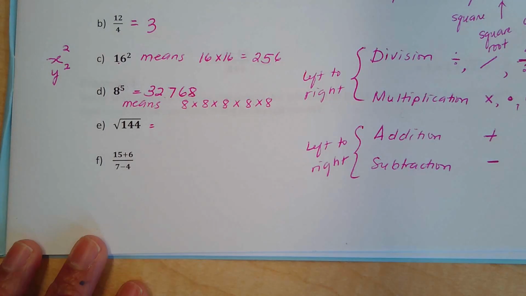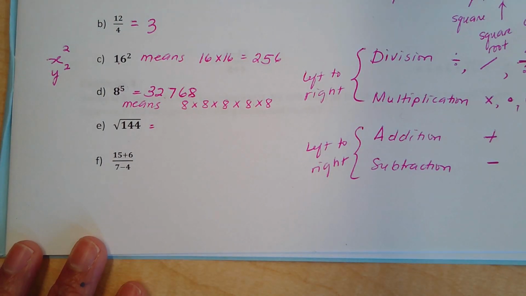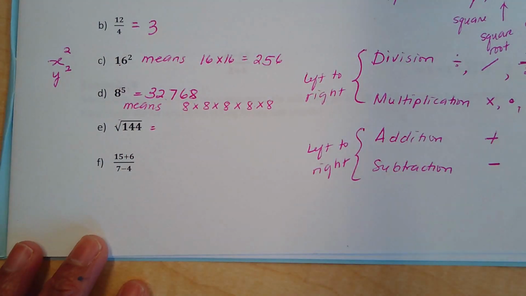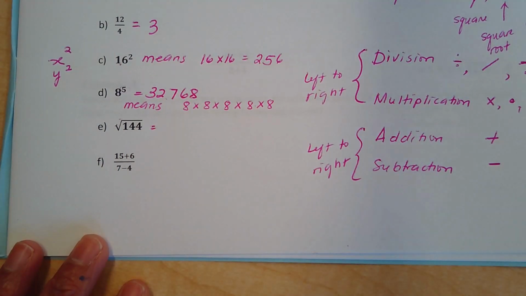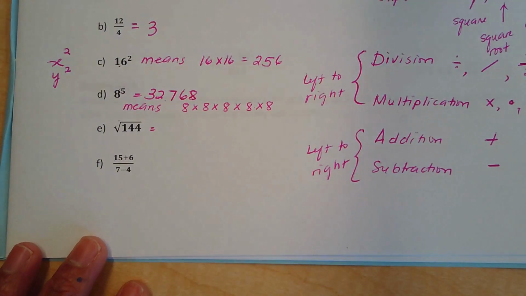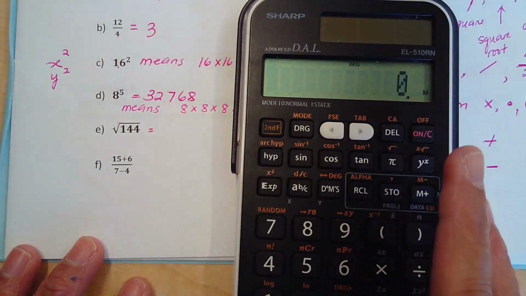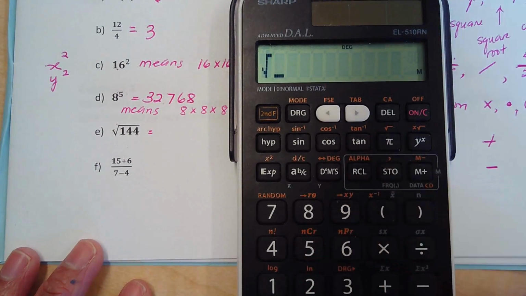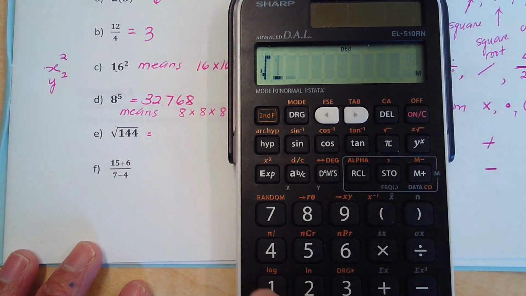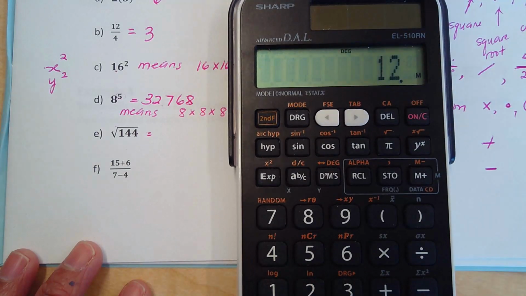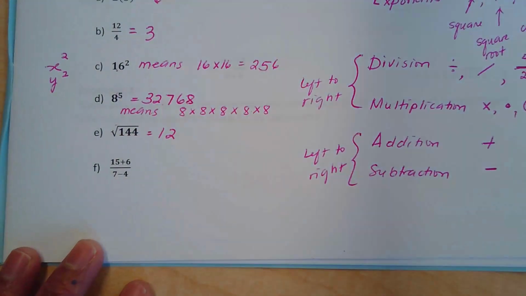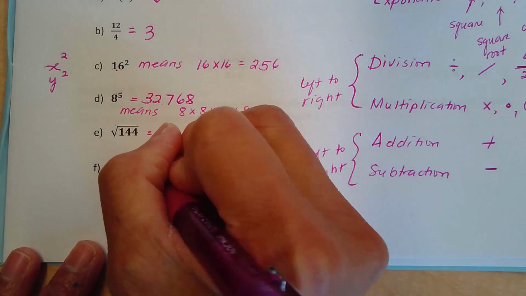Letter E. What is that symbol? This one is square root of 144. So let's do square root of 144. What is that equal to? 12. Okay, so I'm going to go square root of 144 equals 12. Did everybody get 12? Yeah, okay, good. Next one.